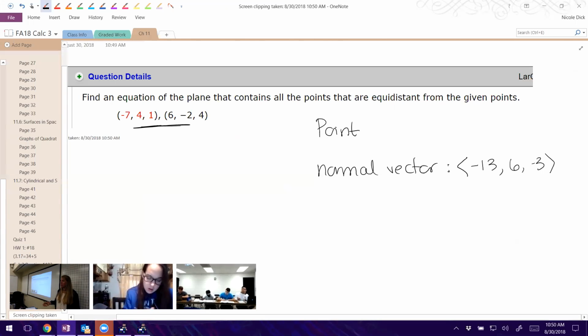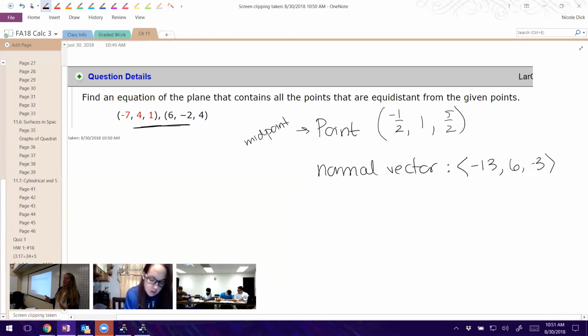Okay, it's only a vector though. What's our point on this plane going to be? 7, 1? No, that's not on our plane. Between the two. The point between the two of them, the midpoint. So we've got to go back and find the midpoint between these two points. We talked about how to find the midpoint. It's basically just the average. So -7 plus 6 is -1, so -1/2. 4 plus -2 is 2 divided by 2 is 1, and 1 plus 4 is 5, so 5/2. So we're finding the midpoint of those 2 points right here.